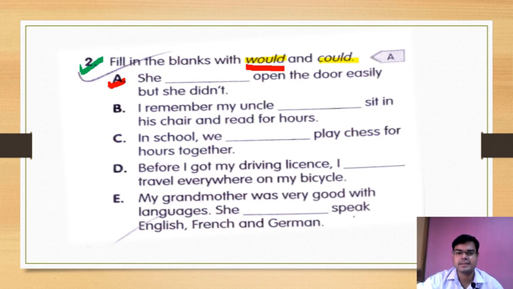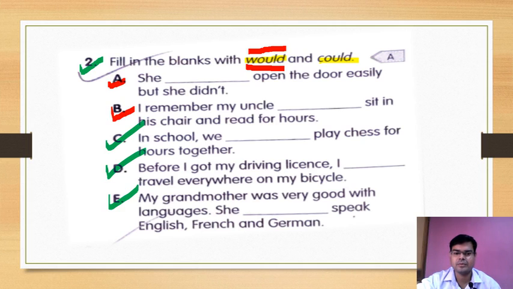Okay, done this. Now let's check the second one. I remember my uncle dash sit in his chair and read for hours. Means uncle used to read for us, that was his habit. So for habit what we have to write? For habit we can once again write the same thing, would, correct? And now remaining three you have to complete at home, correct? You have to complete these remaining three sentences. Okay, very good, very nice. Let's take few more.